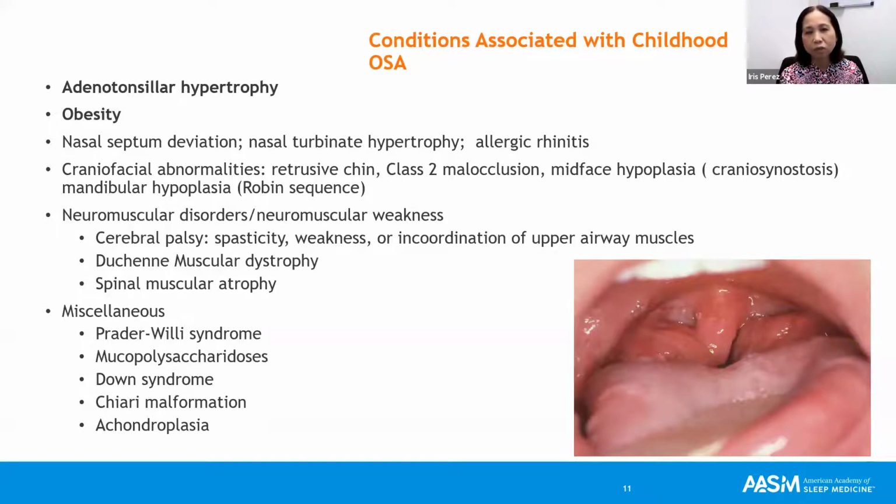Patients with neuromuscular disorders or neuromuscular weakness like cerebral palsy, Duchenne muscular dystrophy, myotonic dystrophy, or spinal muscular atrophy are also at risk for OSA. It is worth knowing that patients with neuromuscular disease may not have the diurnal or nocturnal symptoms that we generally observe in patients with sleep-related breathing disorder. However, there are some predictors that may help us think of these patients as having sleep-related breathing disorders.